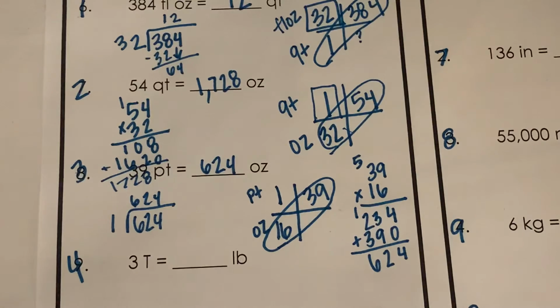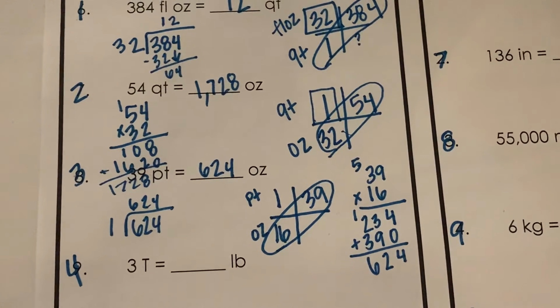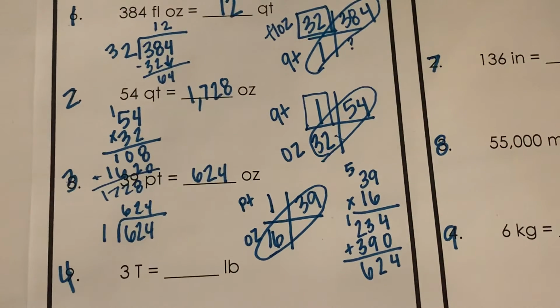And then that one's going to be easy to divide, right? Because we're just dividing by 1. And what are y'all getting for the answer? 624 ounces. Getting a little easier the more you do. The more we practice this, the easier it'll be.